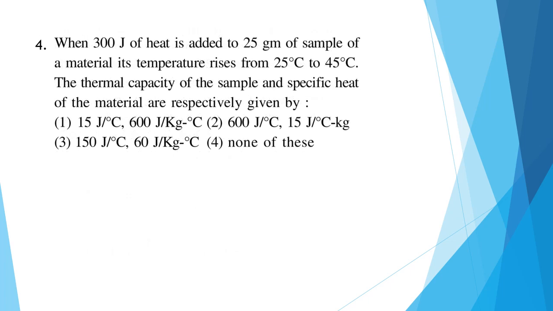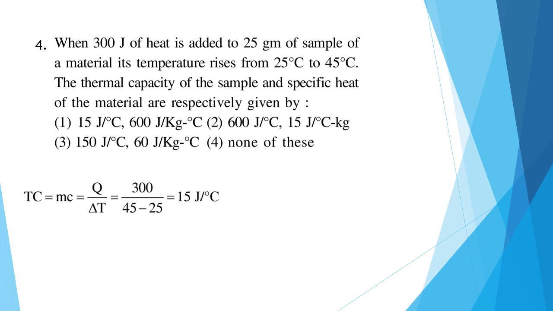Question 4. When 300 joule of heat is added to 25 grams of sample of a material, its temperature rises from 25 degrees to 45 degrees Celsius. The thermal capacity of the sample and specific heat of the material are respectively given by.